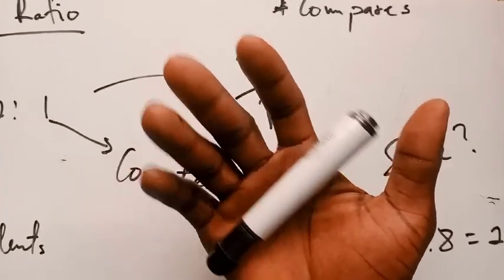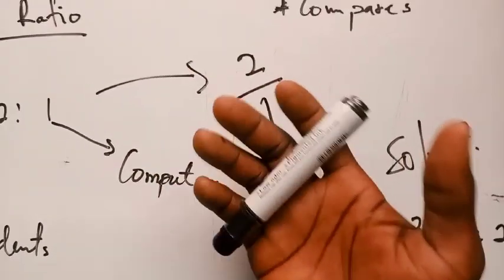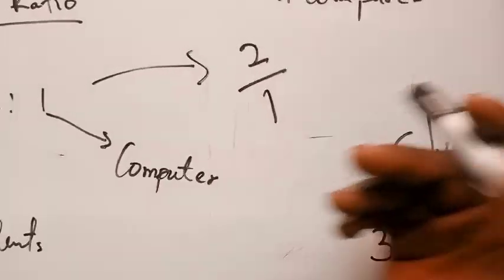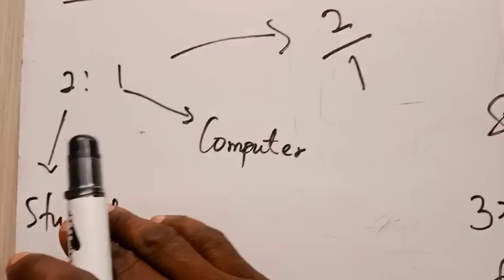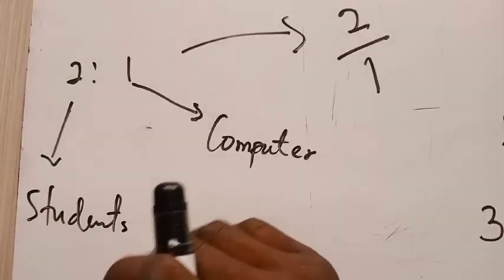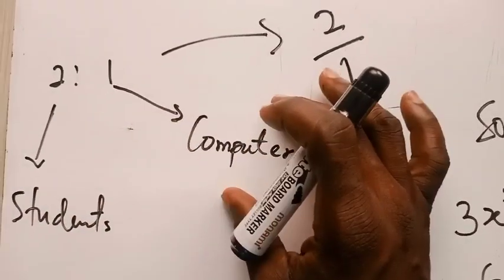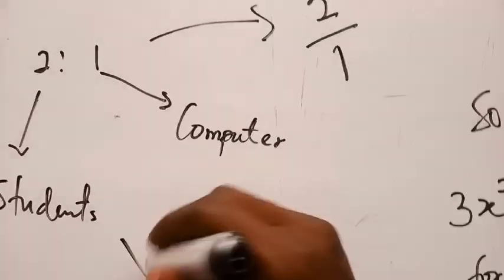This is what I always have at my disposal. This is a tool, right? This is a whiteboard marker that is helping me write on this whiteboard for you to see clearly, right? So let's say this is a very simple scenario. We have two students to one computer in a certain lab, maybe some computer lab.